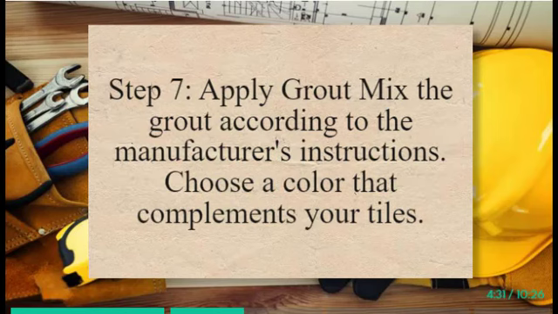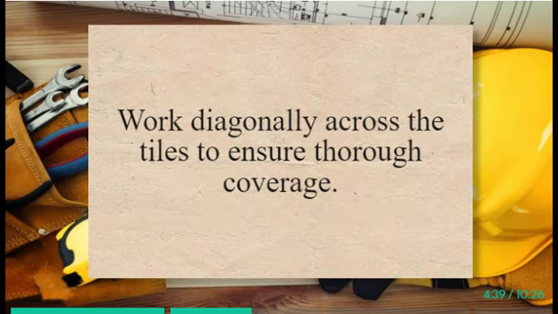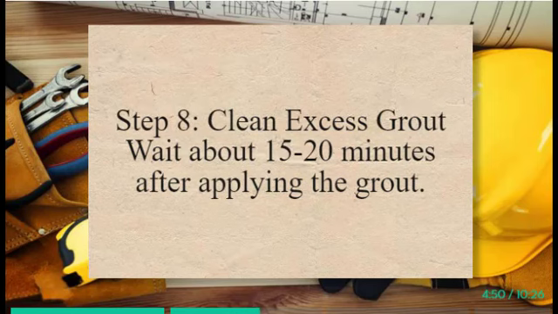Step 7. Apply grout. Mix the grout according to the manufacturer's instructions. Choose a color that complements your tiles. Using a rubber float held at a 45-degree angle, press the grout into the spaces between the tiles. Work diagonally across the tiles to ensure thorough coverage. The grout fills the gaps and stabilizes the tiles, so take your time to ensure each gap is properly filled. Step 8.